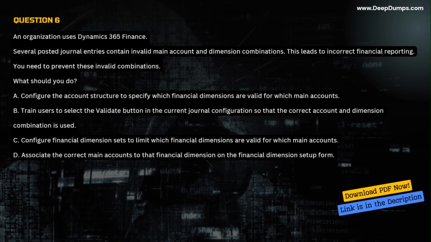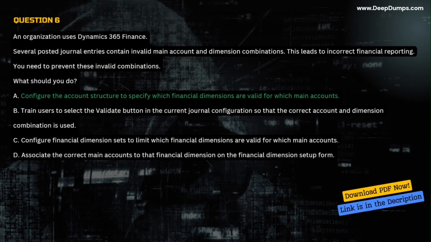Configure the account structure to specify which financial dimensions are valid for which main accounts. B. Train users to select the Validate button in the current journal configuration so that the correct account and dimension combination is used. C. Configure financial dimension sets to limit which financial dimensions are valid for which main accounts. D. Associate the correct main accounts to that financial dimension on the financial dimension setup form. Correct answer: A.